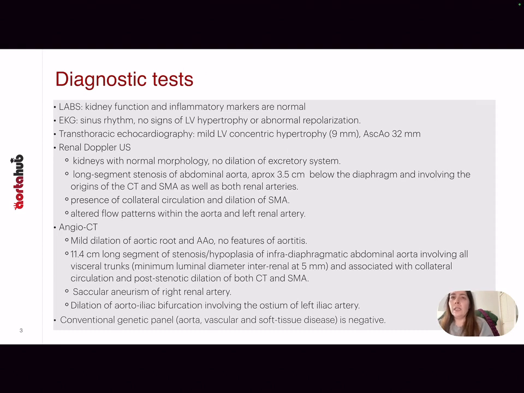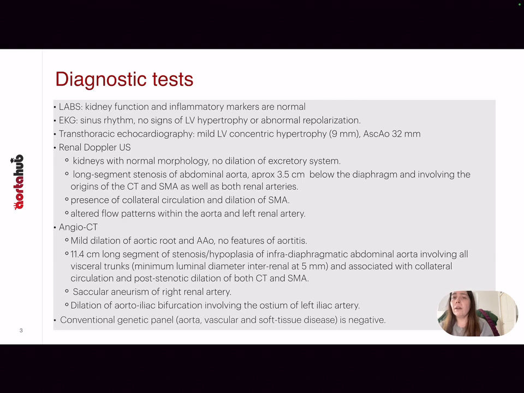Diagnostic tests showed normal kidney function and inflammatory markers. His ECG was in sinus rhythm with no features of abnormal repolarization or any other anomalies. Transthoracic echo showed mild left ventricular hypertrophy and an ascending aorta with a diameter of 32 millimeters. Renal ultrasound showed normal morphology of his kidneys. He did not have any dilation in the excretory system.